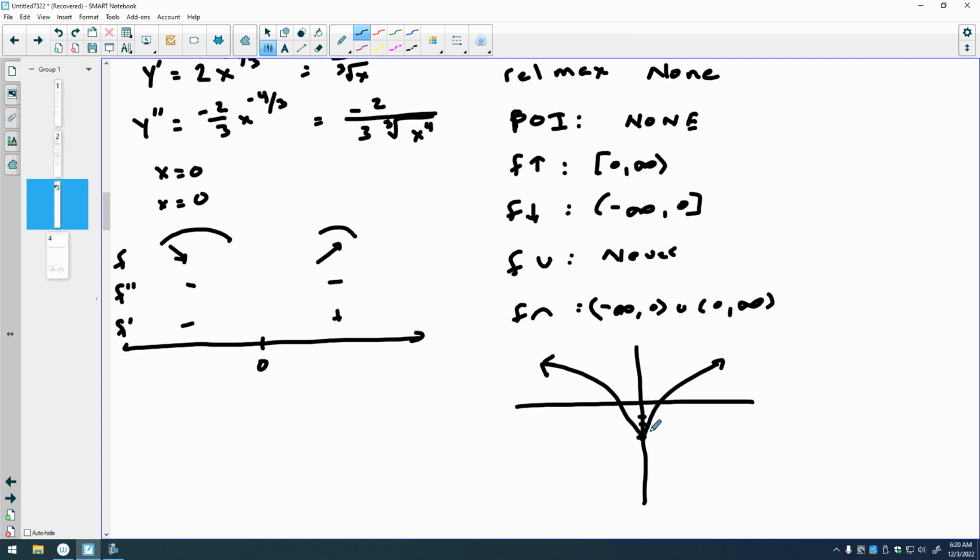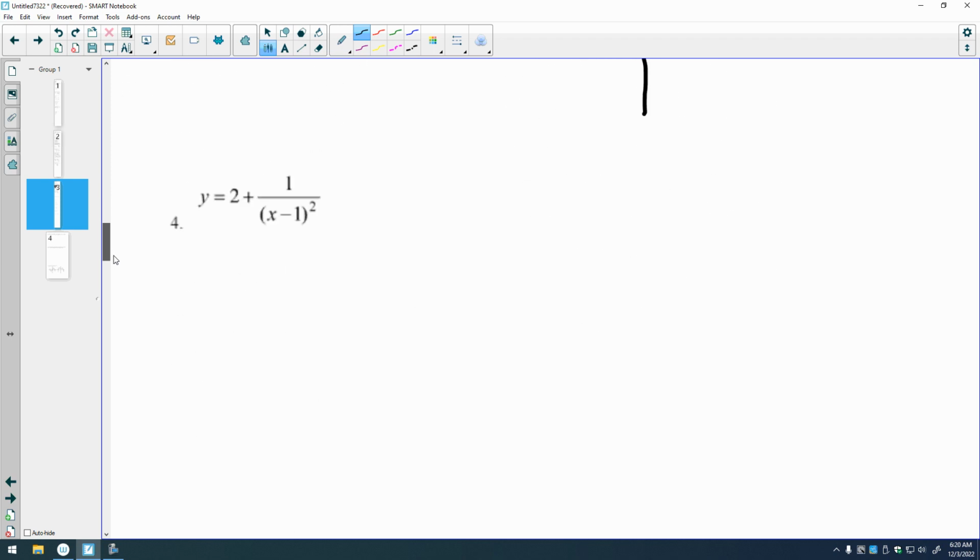Is this a critical value? Yes. Is it a differentiable point? No. It's a corner or a cusp. But it is a relative min. It is a critical value, making it a minimum. Okay. Number 4.